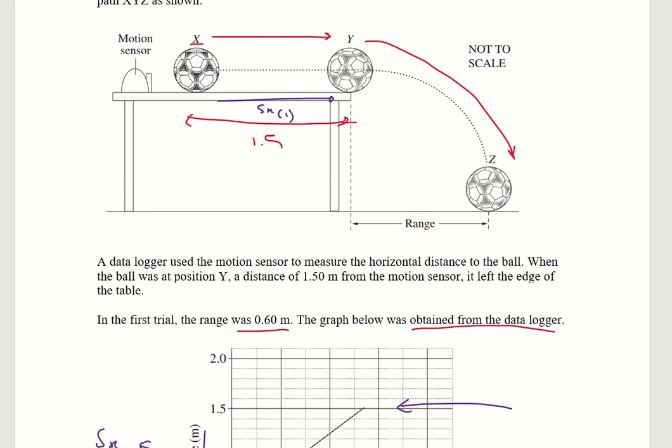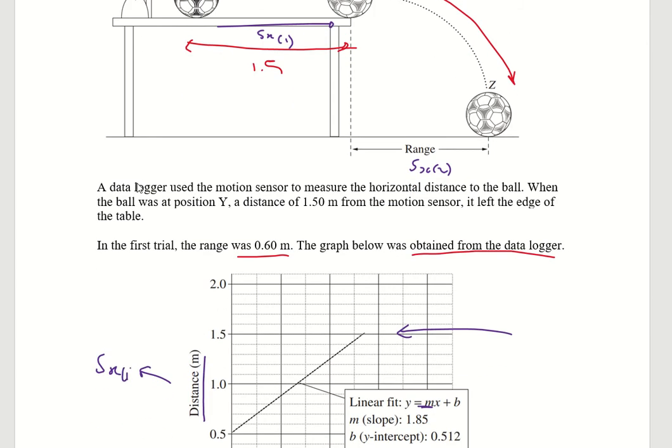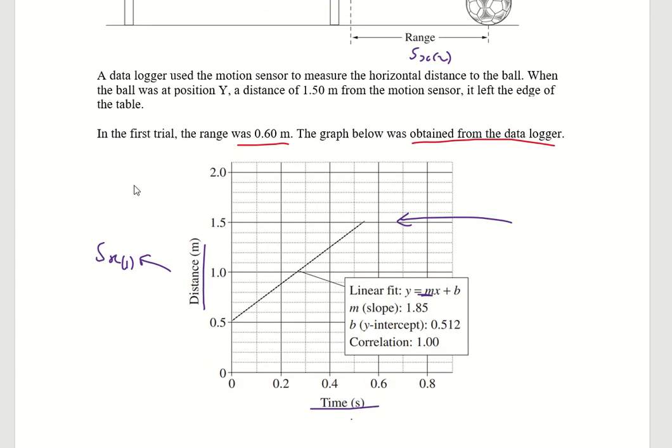Let's call it Sx1, because the range, number 2, is the one we measure once it leaves the table. So let's just call that Sx1 first so we don't confuse anyone. And then we have time, T. Okay, so knowing how to derive a value for the gradient, it's rise over run. If you look at the rise, that's Sx1, the horizontal displacement on the table, and we have time.